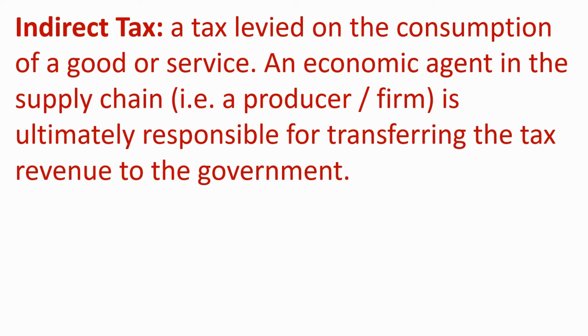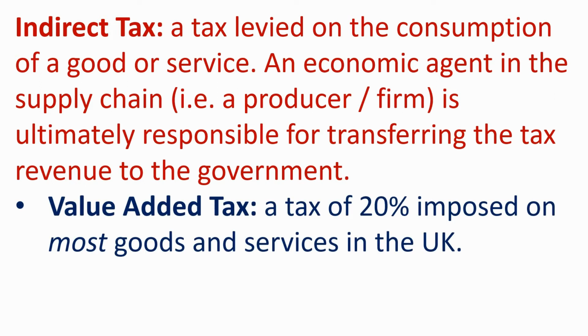and supply curves. We're going to see that this indirect tax ultimately acts as a cost of production that has to be taken into account by firms when they're deciding on the quantity of a good or service to produce at any given price. Now, the two most common examples of indirect taxes in the UK are value-added tax, which is a tax of 20% imposed on most goods and services in the UK.